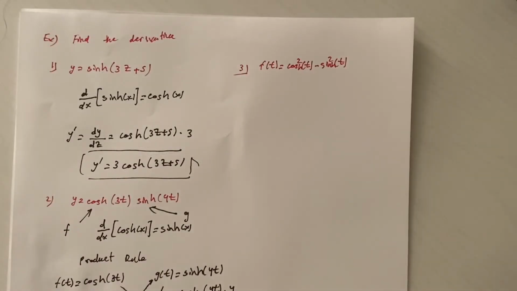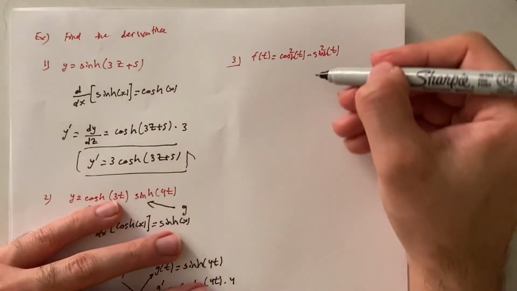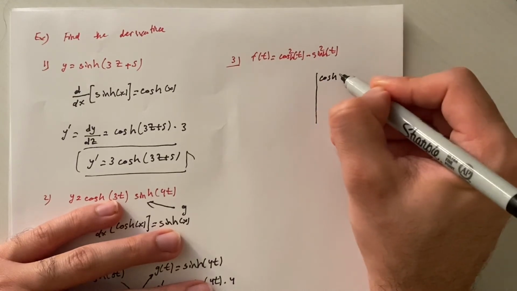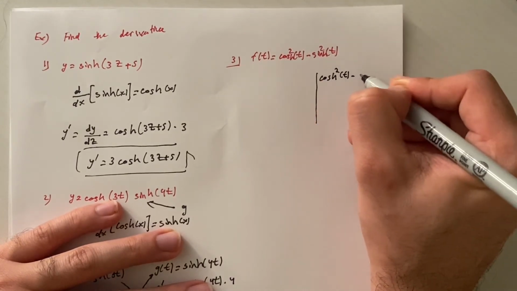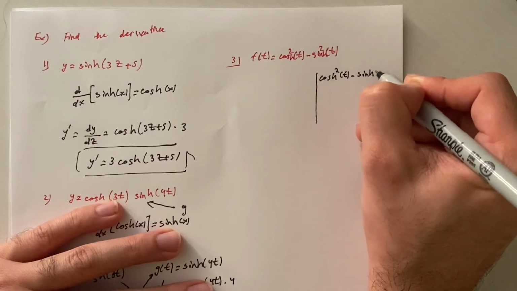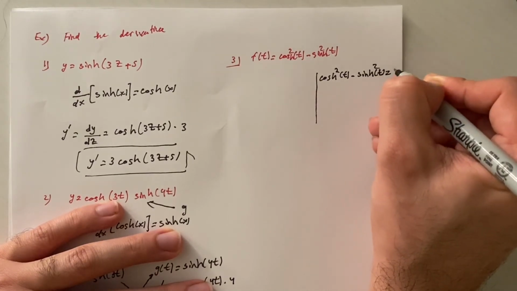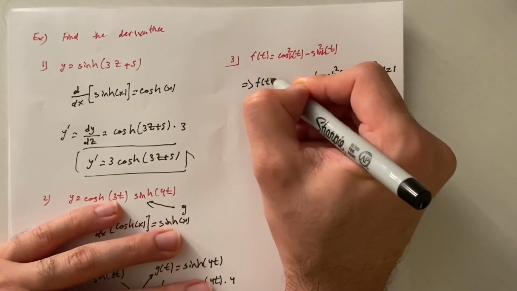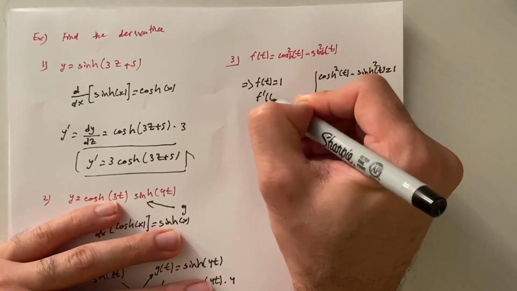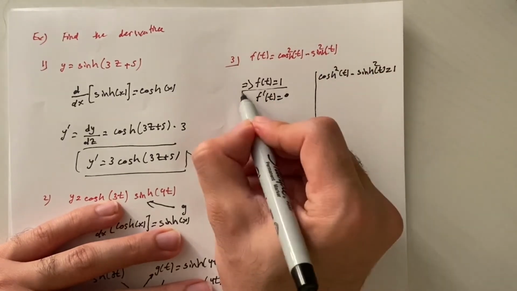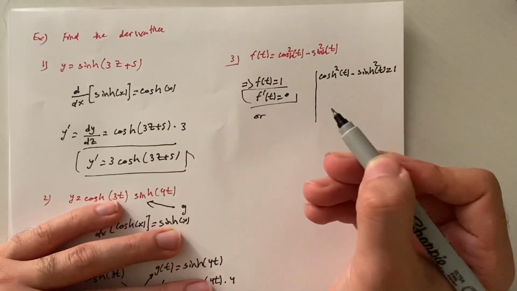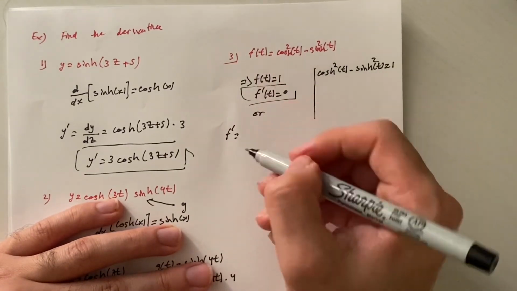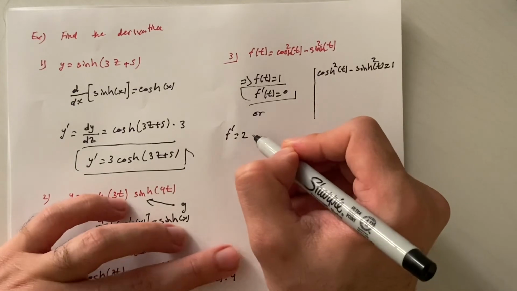Here, number 3, we have this f of t, and we want to differentiate it. We already know that cosh squared of t minus sinh squared of t is 1. Therefore, f of t is 1, and when we take the derivative of a constant, it's just 0. Or what we can do here is just differentiate the given terms. We will not simplify it, so we differentiate this.